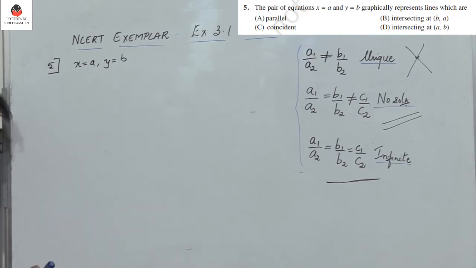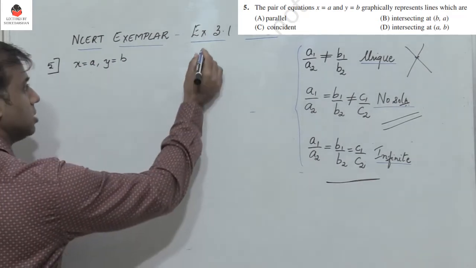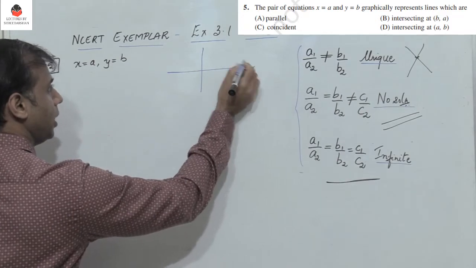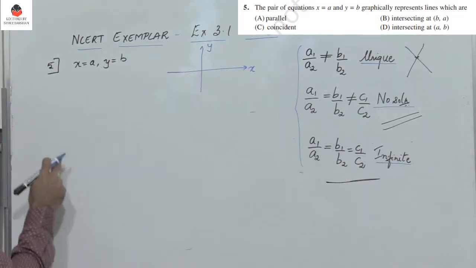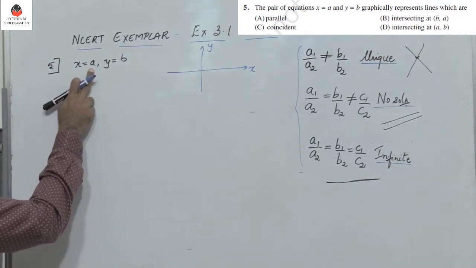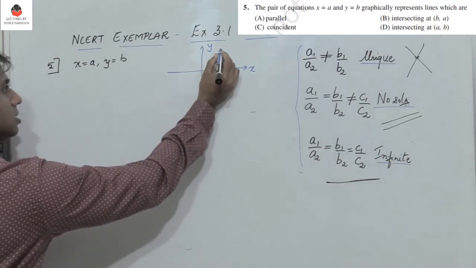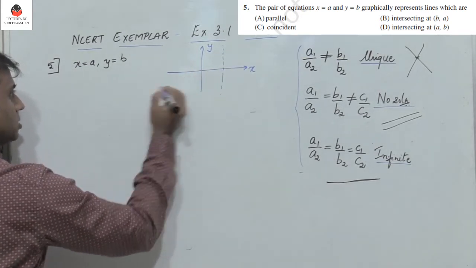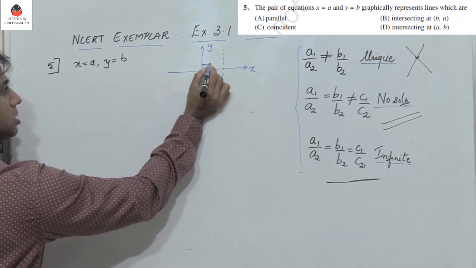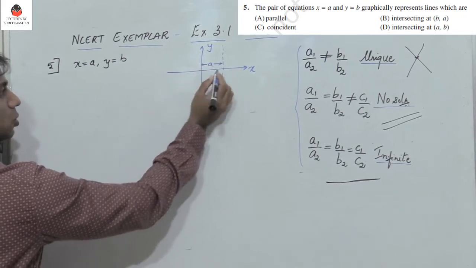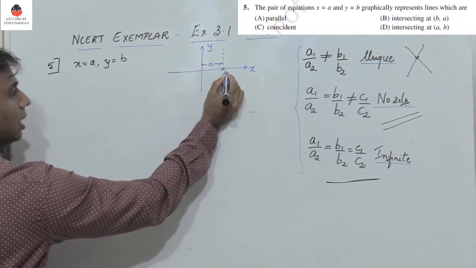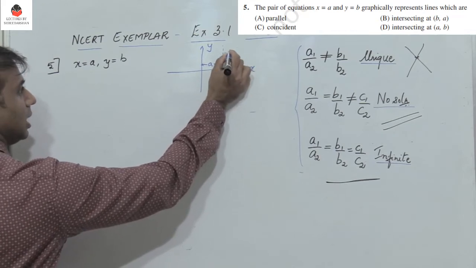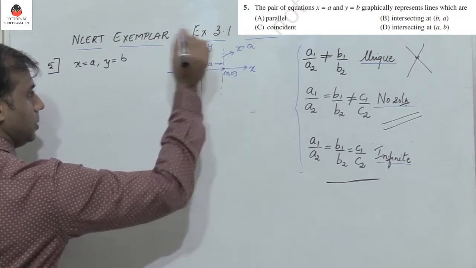So again, let me draw them. Let me consider the x-axis and the y-axis. Now consider the line x equal to a. So x equal to a is a line which is parallel to the y-axis, having a distance a from the y-axis. So this point is a comma 0. So this line is x equal to a.